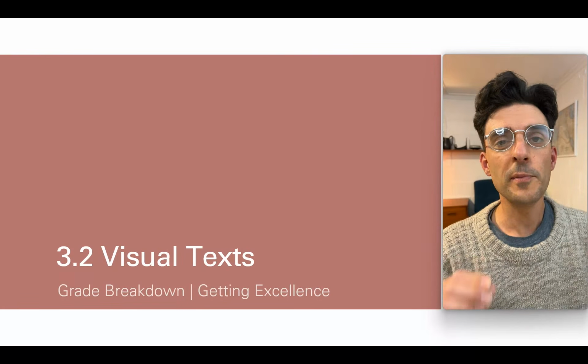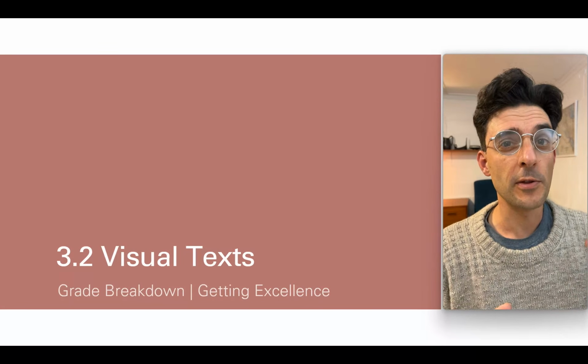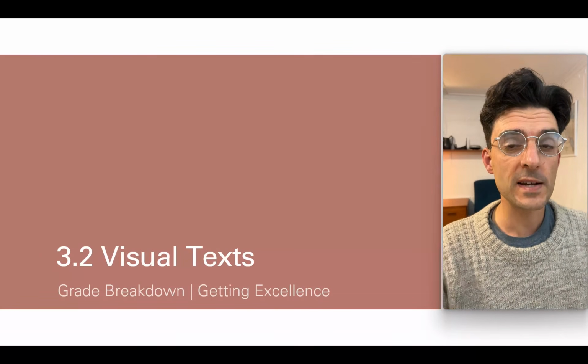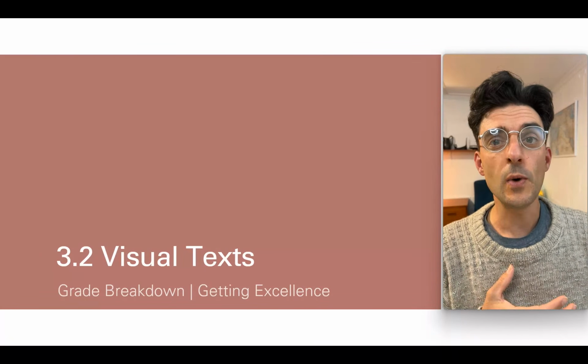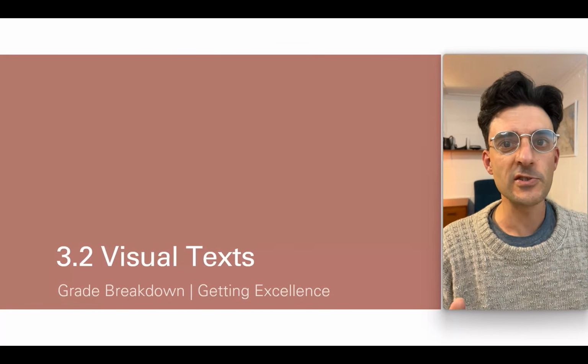Okay, everybody, 3.2 visual texts, full grade breakdown. I'm going to run through not achieved all the way through to excellence, looking at the NCEA assessment report and give you a few extra tips along the way. So let's get straight into things.